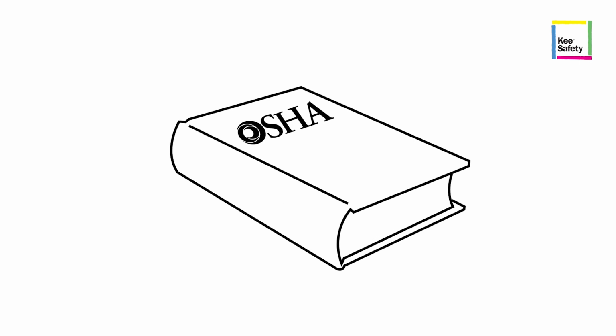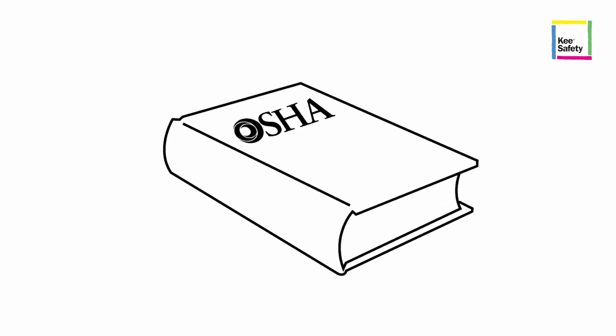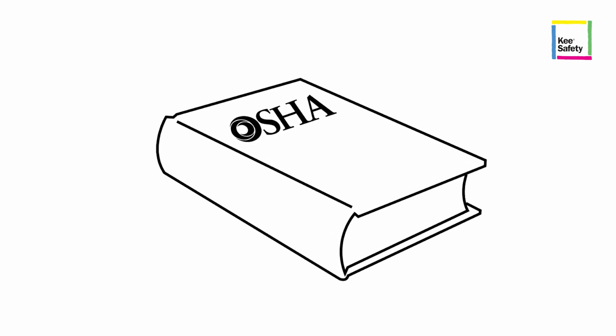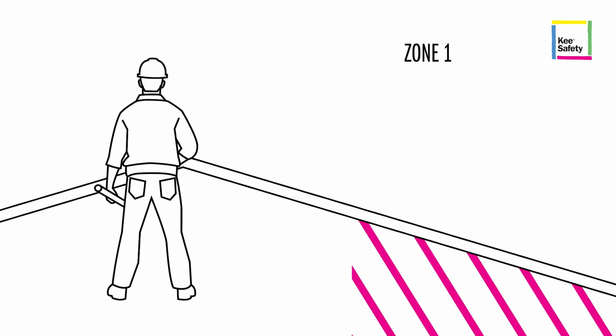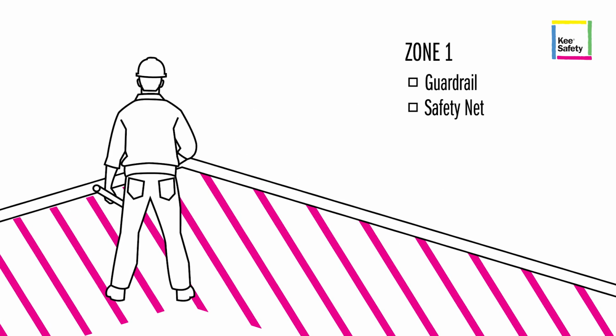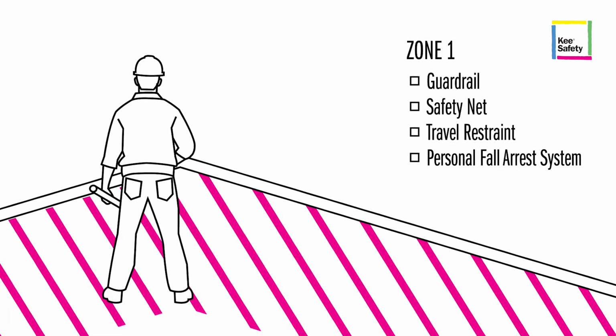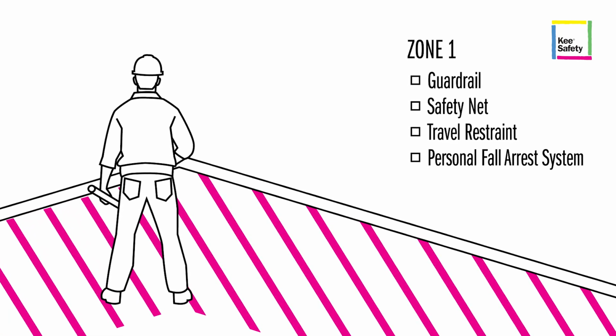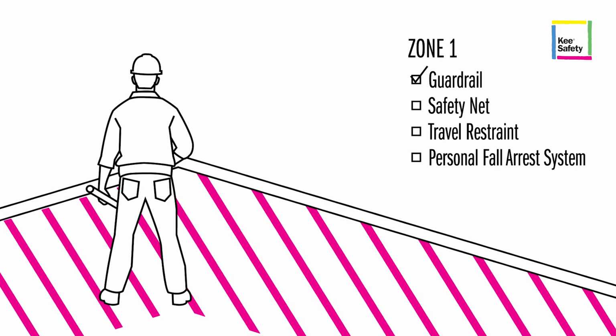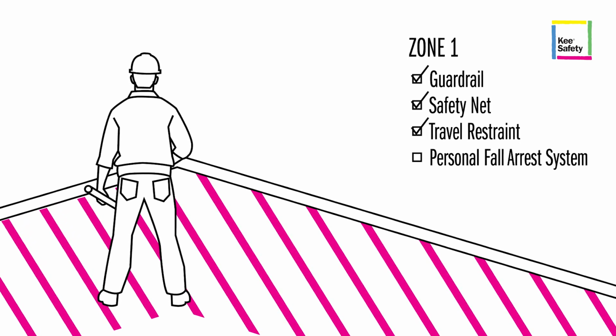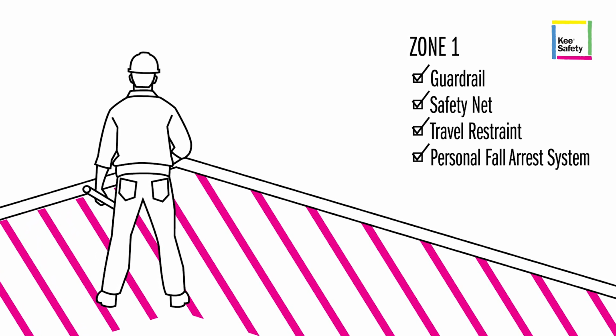And under the new OSHA code, there are 3 categories of unprotected roof edges, defined as zones with specific requirements for fall protection. Zone 1 covers any work that's performed less than 6 feet from the edge of the roof. Obviously, this is a very vulnerable position, so a worker must be protected from falling with either a guardrail, safety net, travel restraint, or personal fall arrest system.